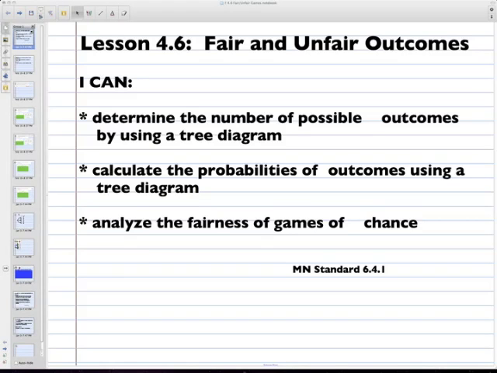So again, 6th graders, tonight's lesson is 4.6 on fair and unfair outcomes. I can determine the number of possible outcomes by using a tree diagram, calculate the probabilities of outcomes using a tree diagram, and analyze the fairness of games of chance.